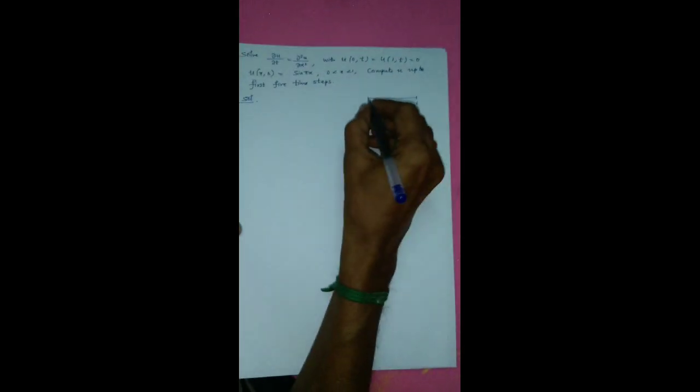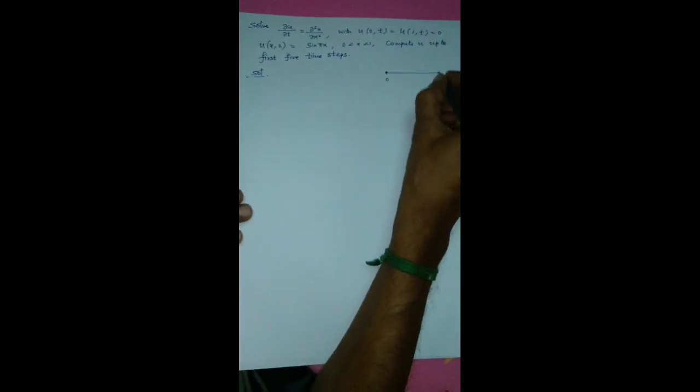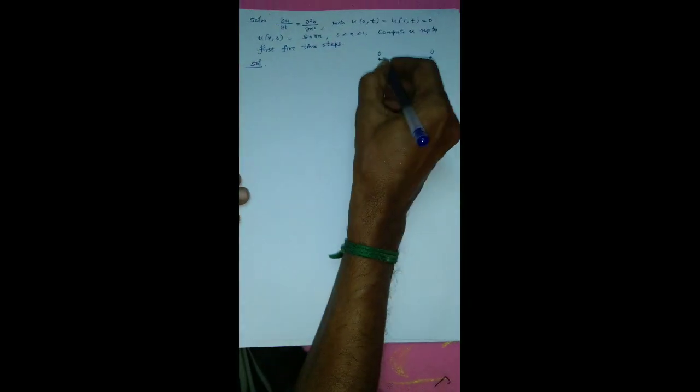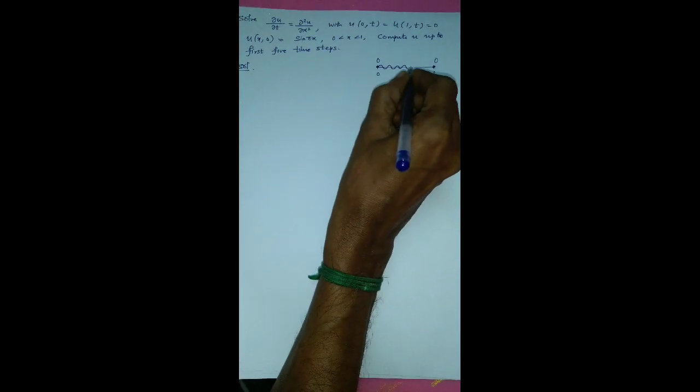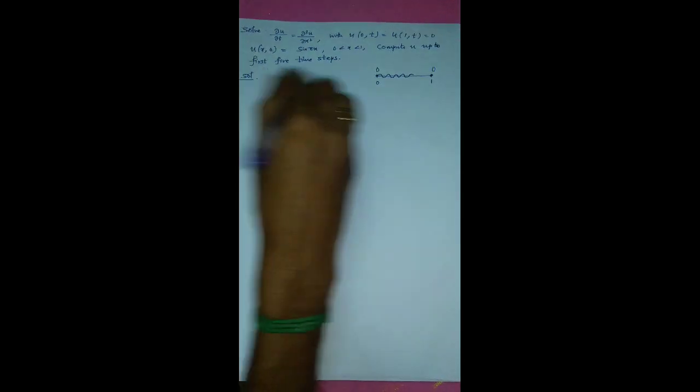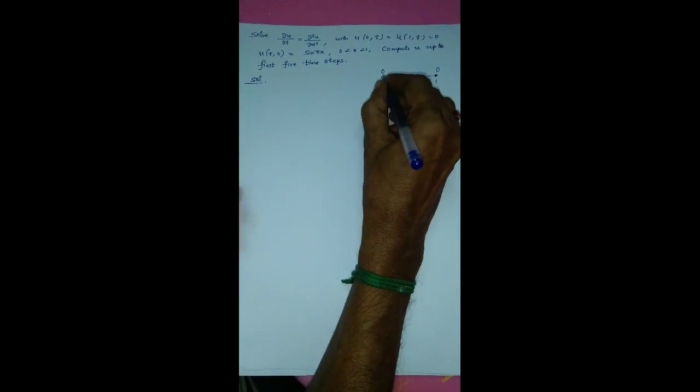The method is not given to you. The material length is 0 to 1. The temperature at these two extreme values is set to 0, that is what is given. And this temperature distribution is most probably sinusoidal. That is what they mean.